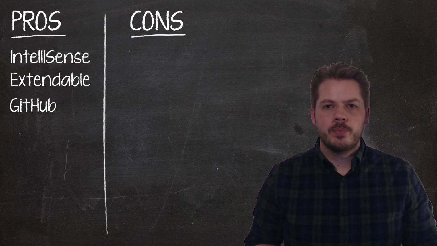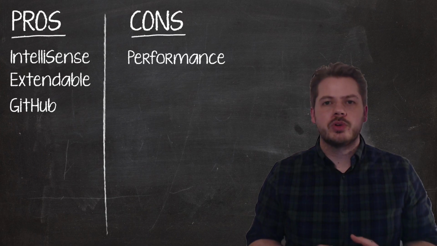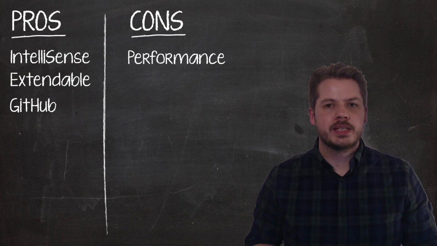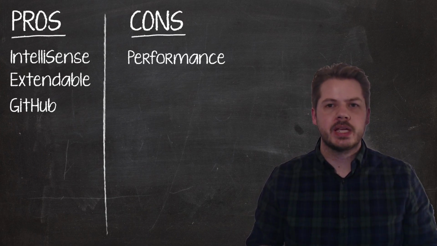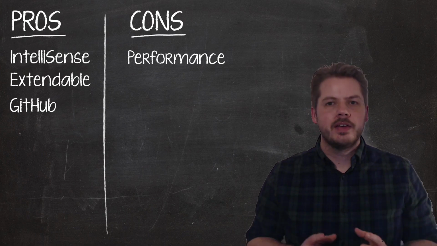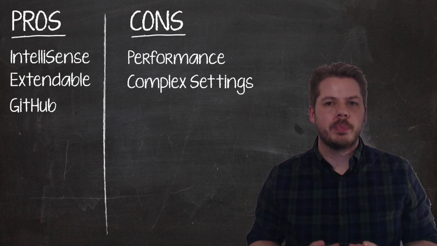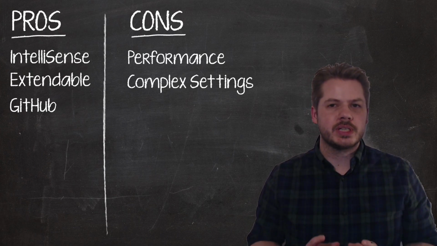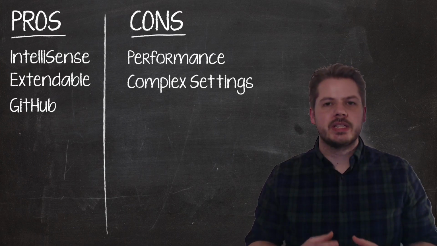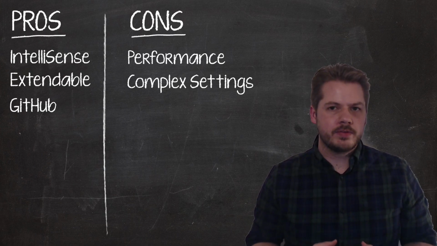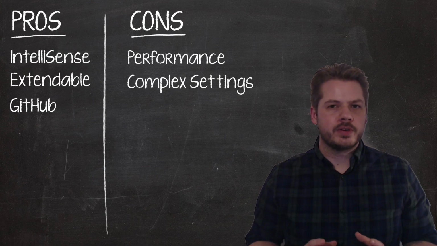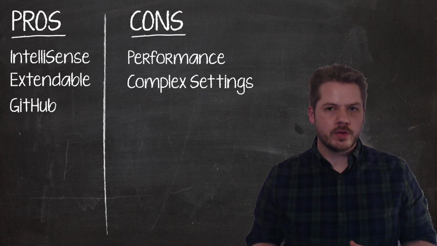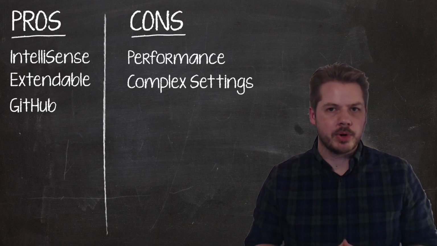Some cons though would be performance. While not as resource heavy as Atom, VS Code can still be slow at times, particularly on lower end hardware. VS Code also has more complex settings. Customizing VS Code can be a bit more challenging due to its extensive settings and configurations. I would say this is ideal for developers of all skill levels who want a powerful and feature-rich editor with excellent JavaScript support directly out of the box.